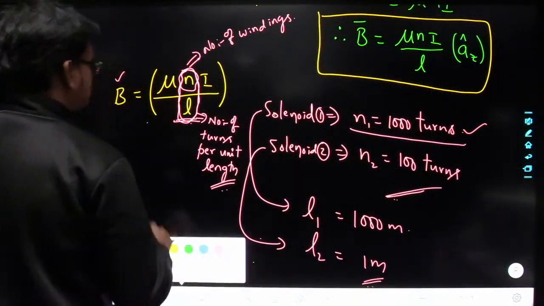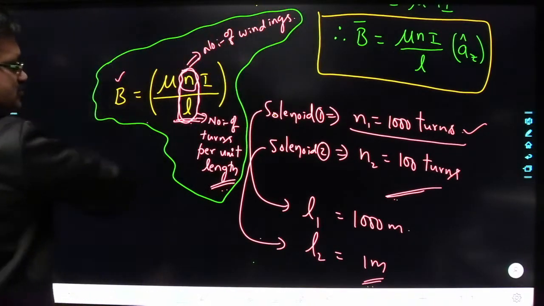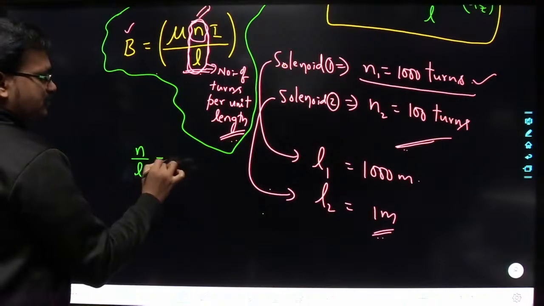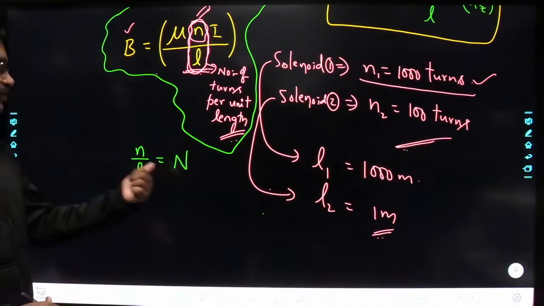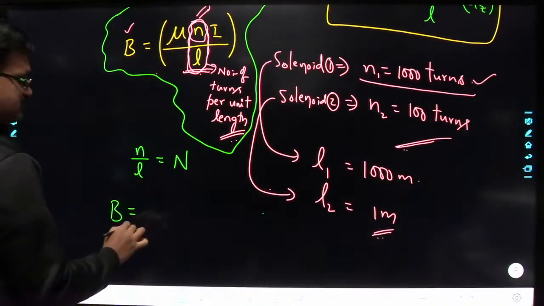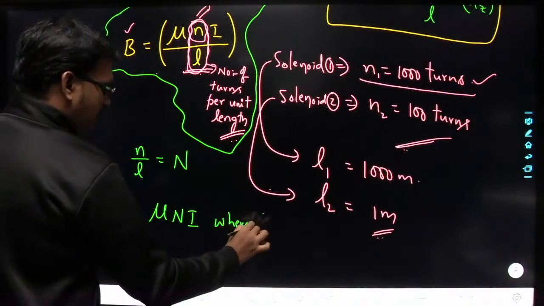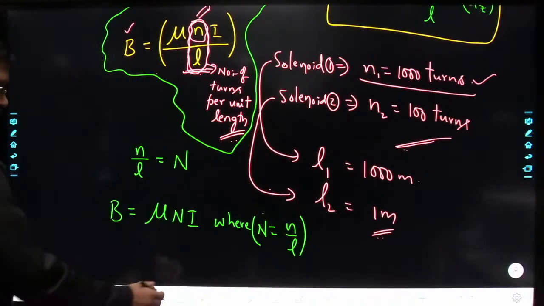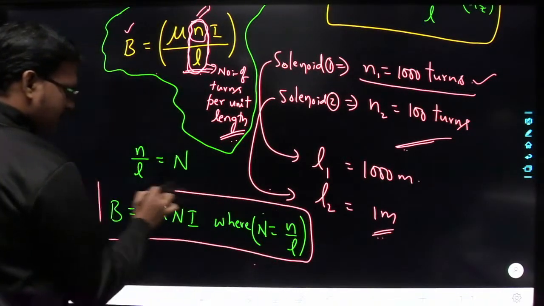So this is the expression for B field inside the solenoid. Generally, this N by L ratio, that is the number of turns per unit length, we can represent simply with a small n. So n represents the number of turns per unit length. In that case, the expression will become very simple. That is, I can write this as mu into n into I, where n is equal to N by L. So n represents the number of turns per unit length. In this manner also we can represent it.